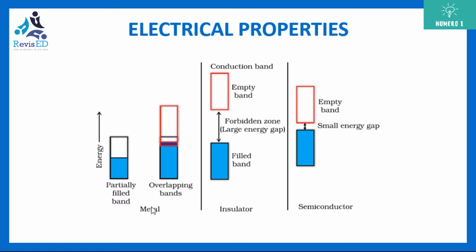In case of metals, what happens is the conduction band is partially filled with electrons. Okay, so it is partially filled, or sometimes there is an overlapping of bands. If you see, this here is your lower band, that is your valence band, and the red marked here is your conduction band. So there is an overlapping between the two. So an electron does not require that much energy to go from the lower valence band to the conduction band. Whereas in case of an insulator, there is a large energy gap.